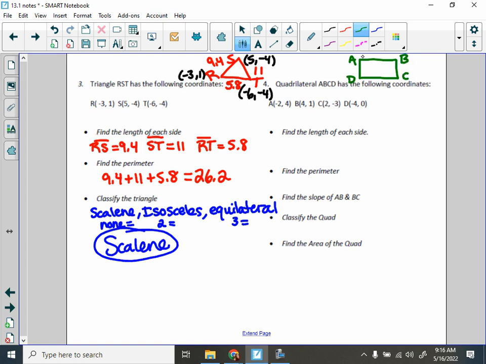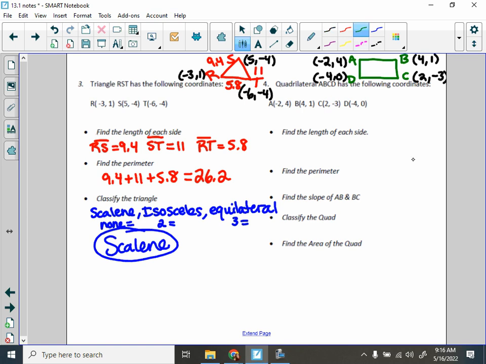Do not zigzag, just go around the outside edge. A to B to C to D. All right, we've got (-2, 4) for A. We've got (4, 1) for B. (2, -3) for C. And (-4, 0) for D.